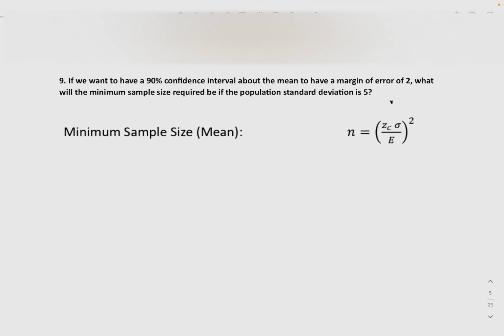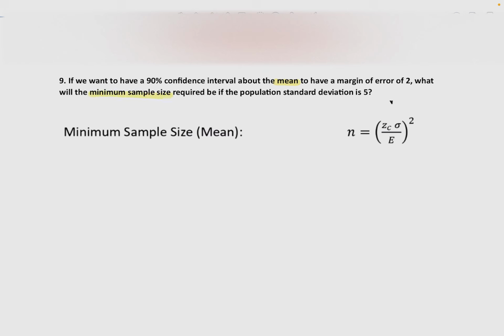Question 9. If we want to have a 90% confidence interval about the mean and have a margin of error of 2, what will the minimum sample size required be if the population standard deviation is 5? Okay, so here, buzzwords that it gave us: mean, so we can eliminate any equation that has proportion in it. And they want the minimum sample size.